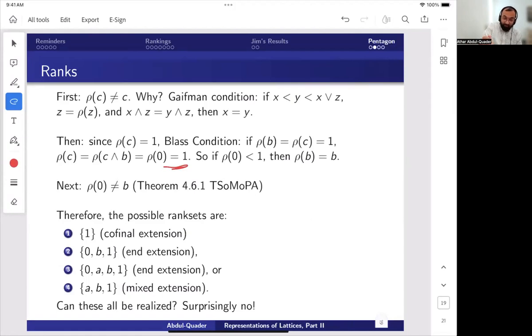Okay. So this is possible, right? It could be that rho of C is 1, rho of B is 1, everything is 1, and so the rank set is just 1. That's just a cofinal extension.